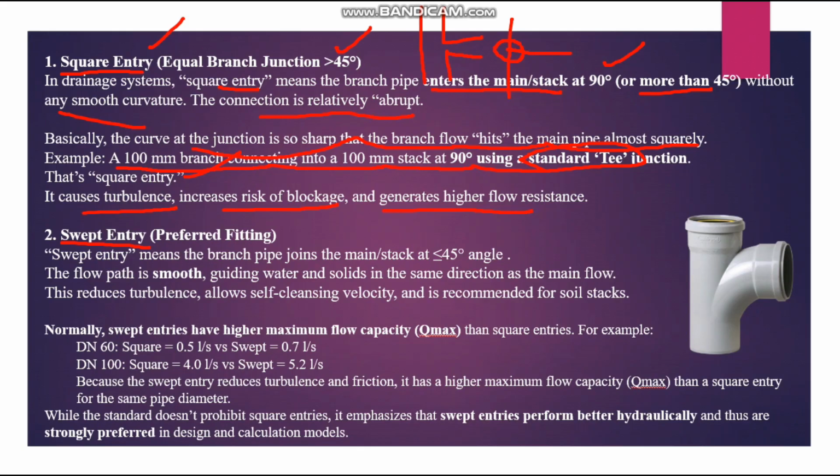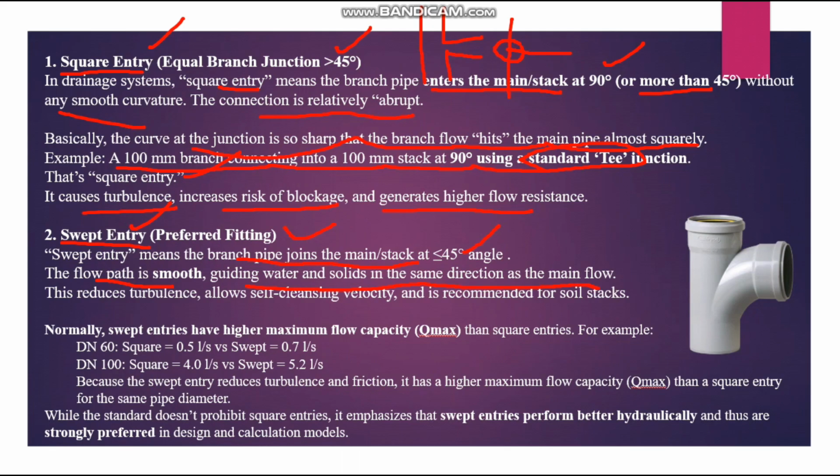Now coming to the second one, the swept entry, which is the most preferred fitting for this kind of connection. So swept entry means the branch pipe joins the main stack at less than 45 degree angle. Okay, that is less than 45 degree angle. I will show you that one. So this flow path is smooth, guiding water and solids in the same direction as the main flow.